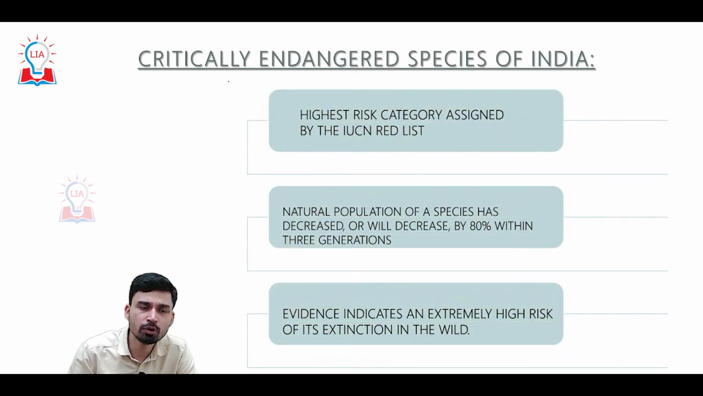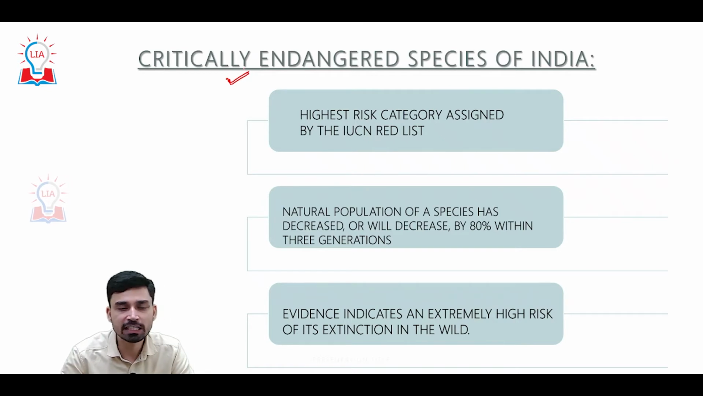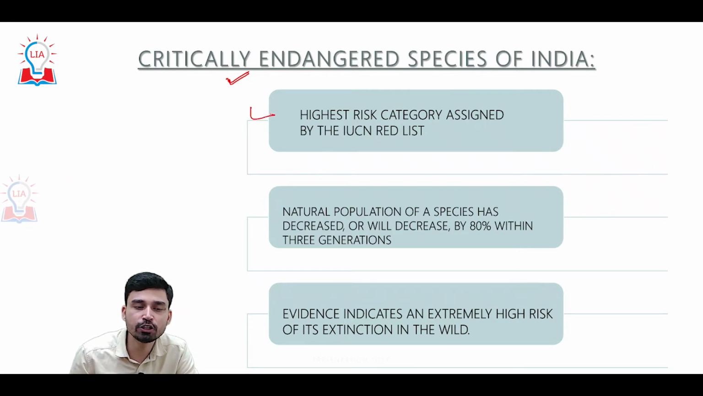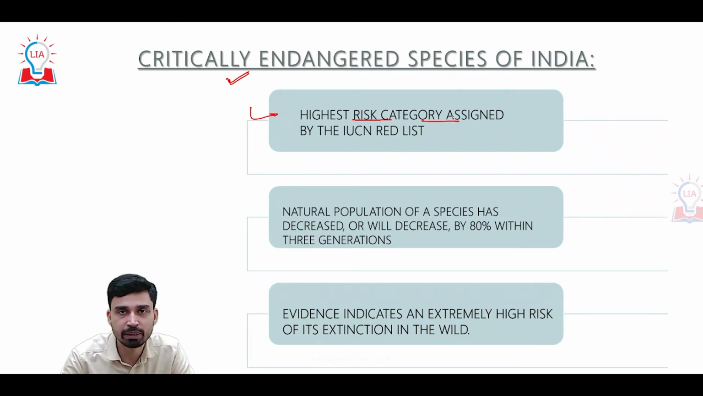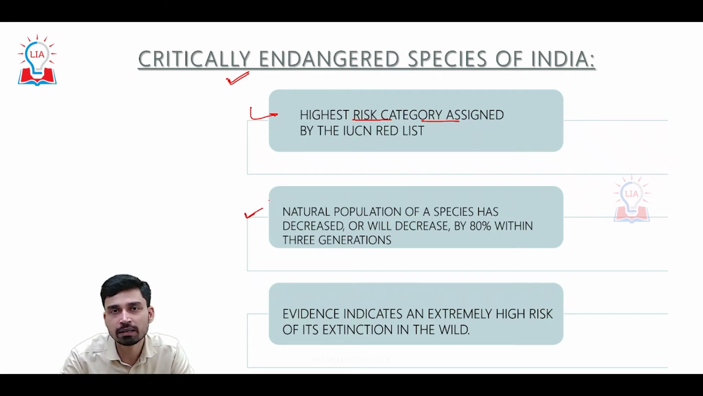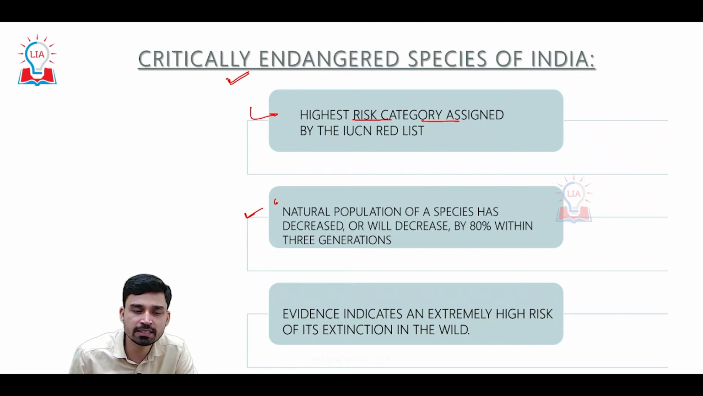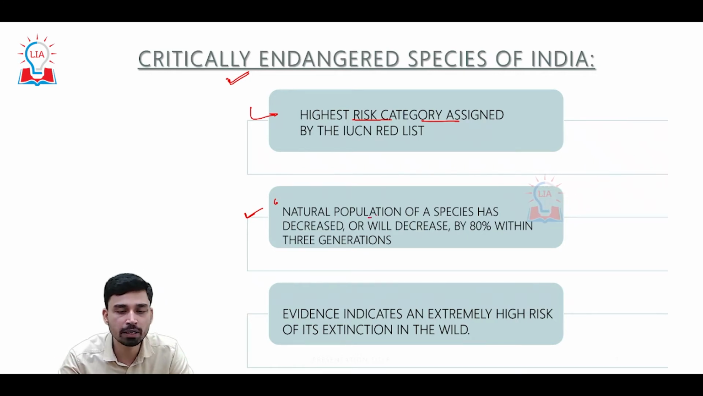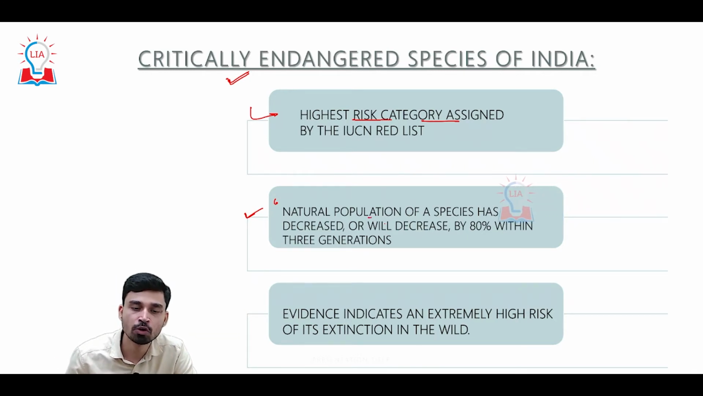If you look at the term critically endangered, as per the IUCN, in the threatened category of animal species, this is the highest risk category assigned by the IUCN. And how can any species of animal be classified as critically endangered? For that, the IUCN has decided that if a natural population of a species has decreased or will decrease by 80% within 3 generations, then it can be put under the critically endangered category.